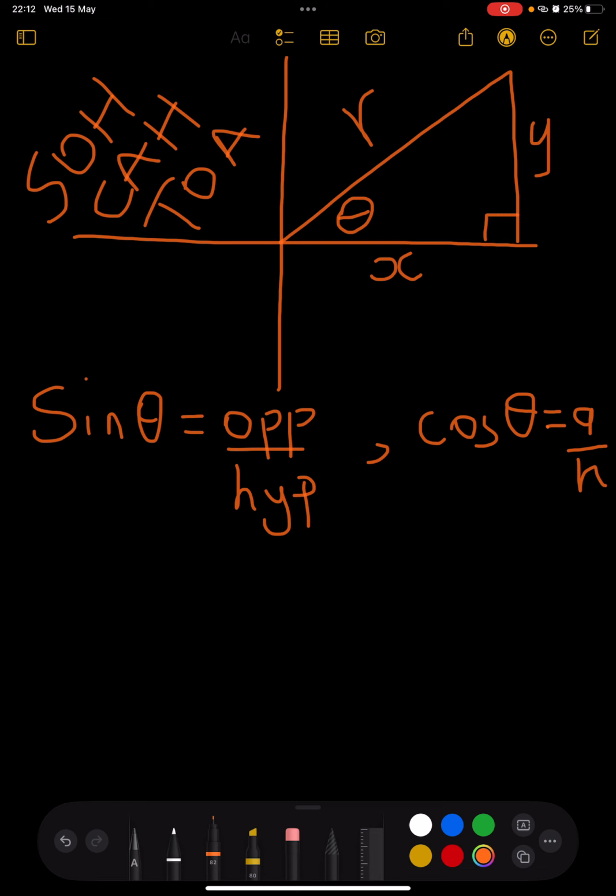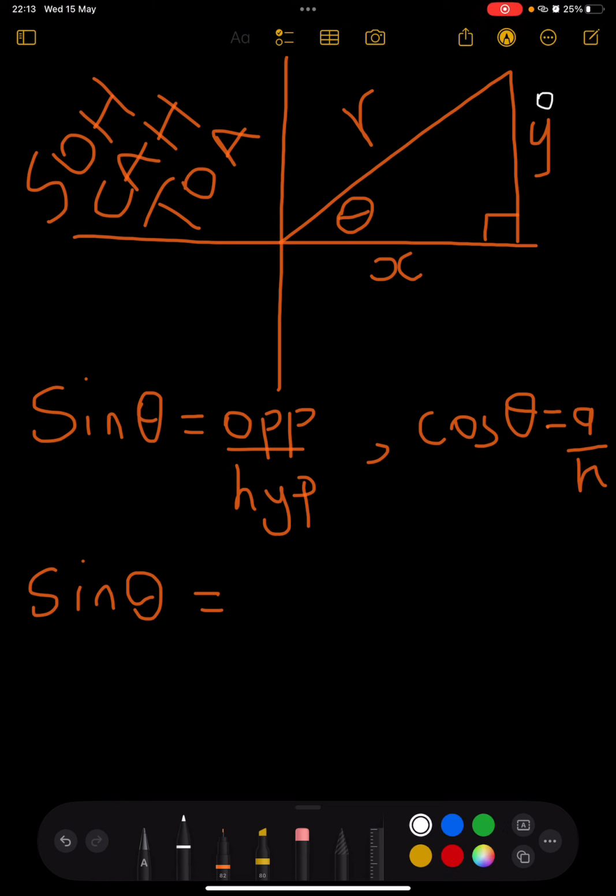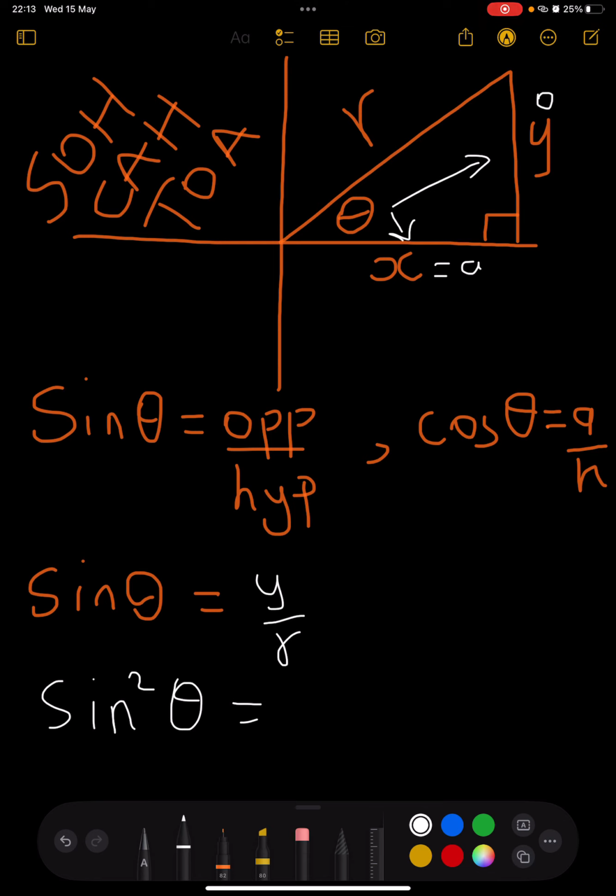From the diagram, we can see that sine theta is basically opposite. Remember, the opposite of theta is y. You see, this is the opposite of theta, and this side is the adjacent of theta. So x will be the adjacent, and r will be the hypotenuse. So the opposite is y over r. Now, if I'm looking for sine squared theta, I'm just going to square this side as well, so it's going to be y squared all over r squared.